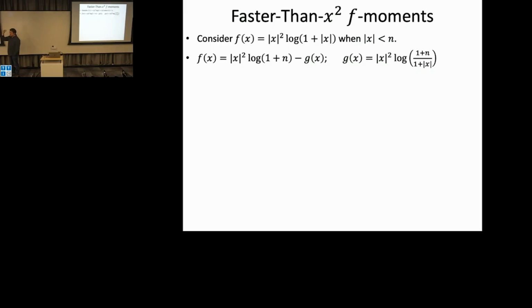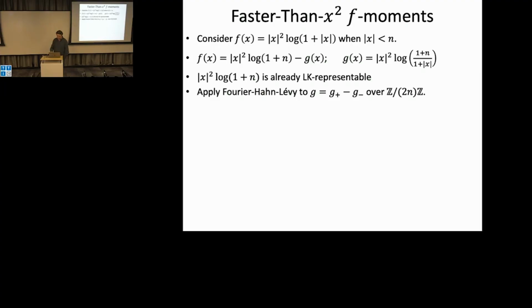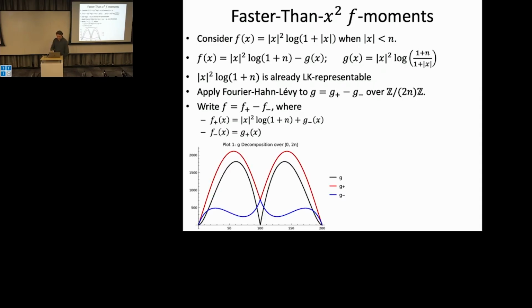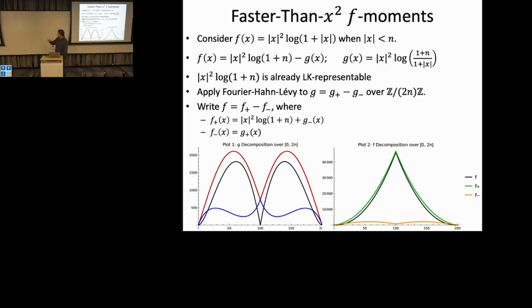That function's Levy-Khintchine representable because log 1 plus n is now a constant. It's just x squared times a constant. Okay, and then you subtract off the difference to your target function, and now this thing grows slightly less than quadratic. Okay, so you can do this Levy-Khintchine thing here, where you apply the Fourier-Hahn-Levy method to G, and then kind of reassemble two functions, f plus and f minus, like that. So this is sort of the decomposition of G.